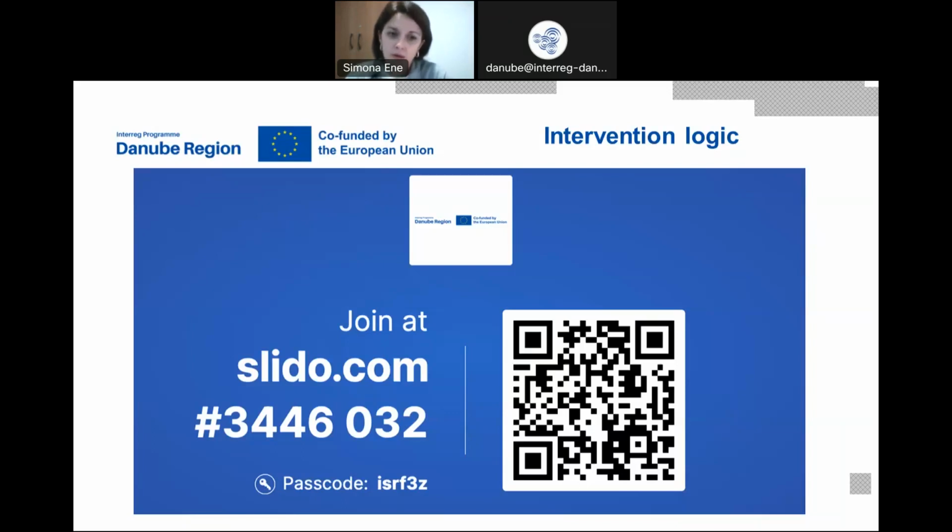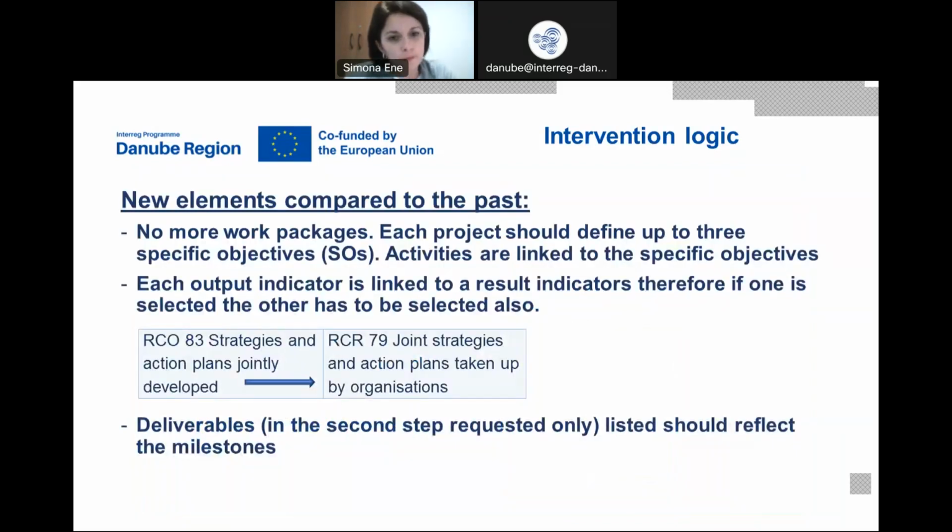We will talk today about, I will insist more on the definition of the output and results indicators and some differences compared to the ongoing program, for those who participated in the current program. I will start by presenting some new elements that we have in the Danube Region program. We will no longer use work packages. Each project should define up to 3 specific objectives.